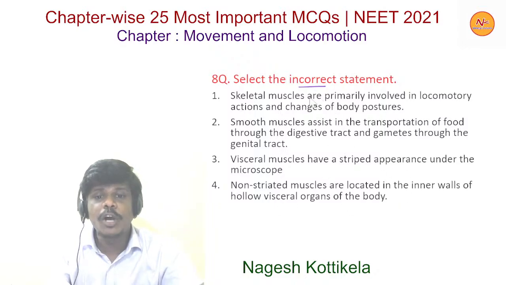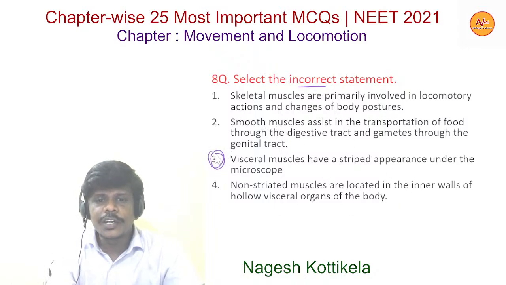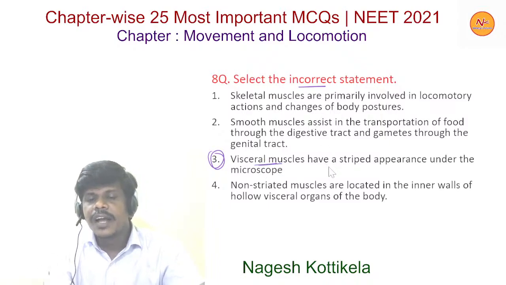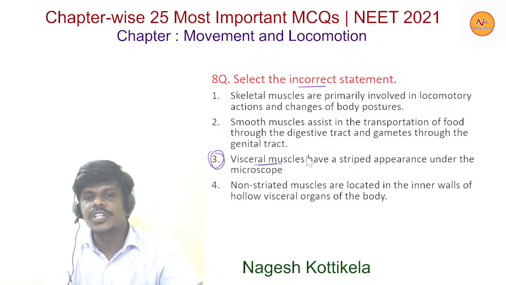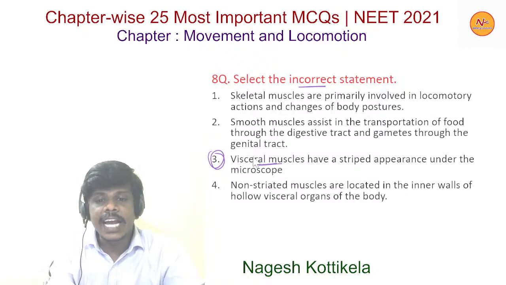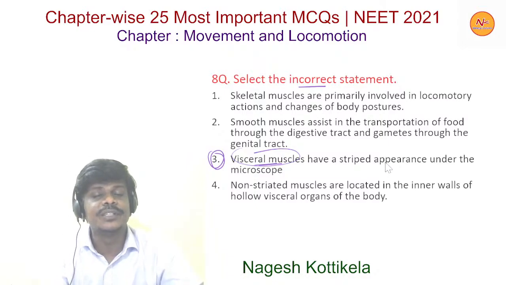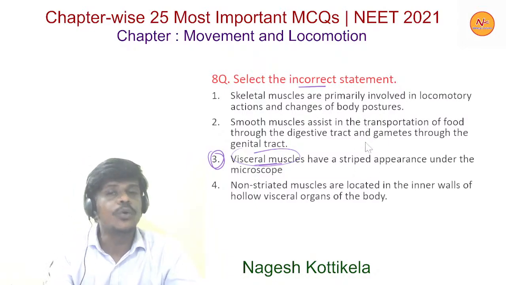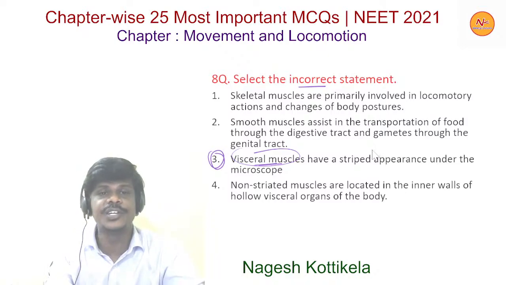Among the given options, the third option is incorrect, because the statement that visceral muscles have a striped appearance under the microscope is wrong. Actually, these muscles do not have a striped appearance. Skeletal muscles have the striped appearance under the microscope.